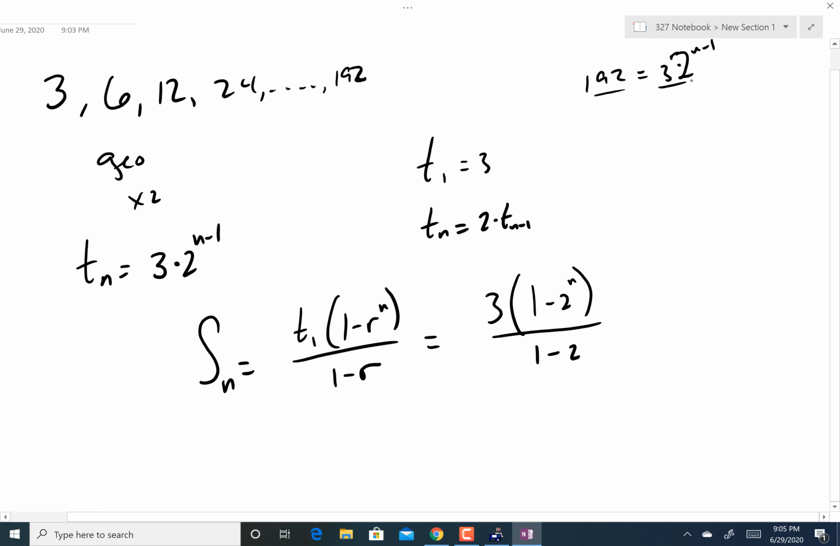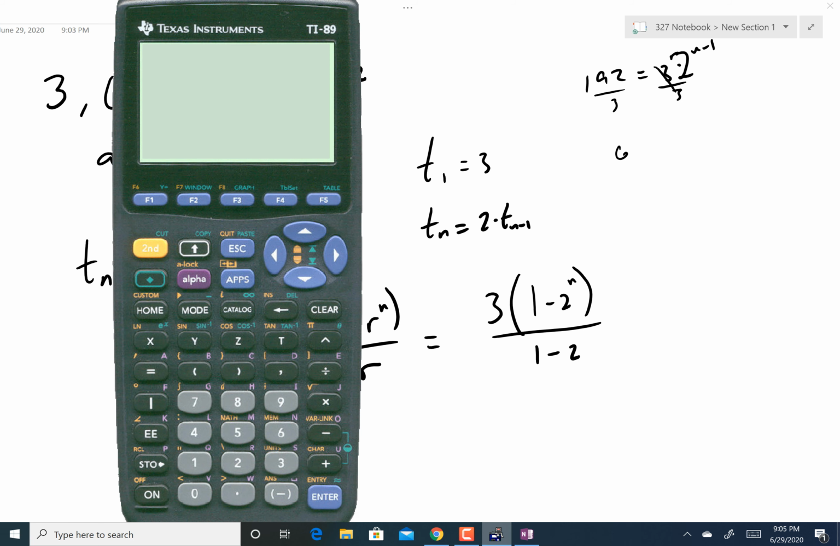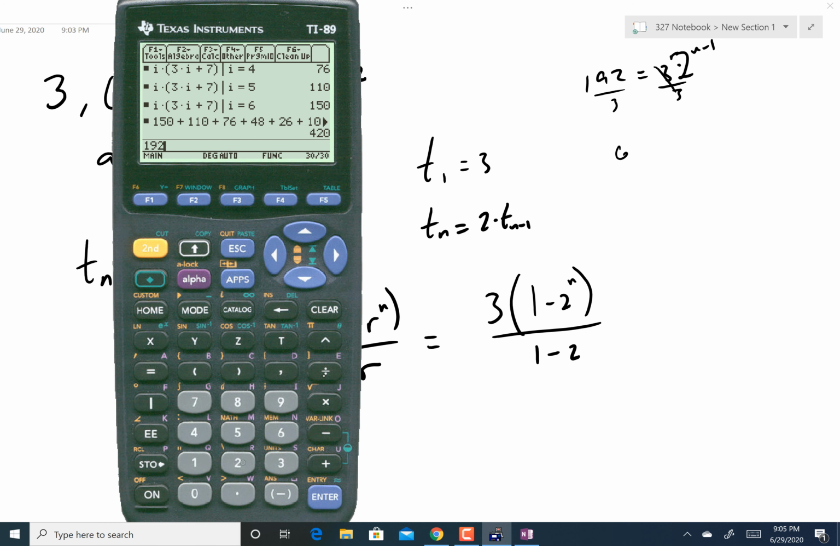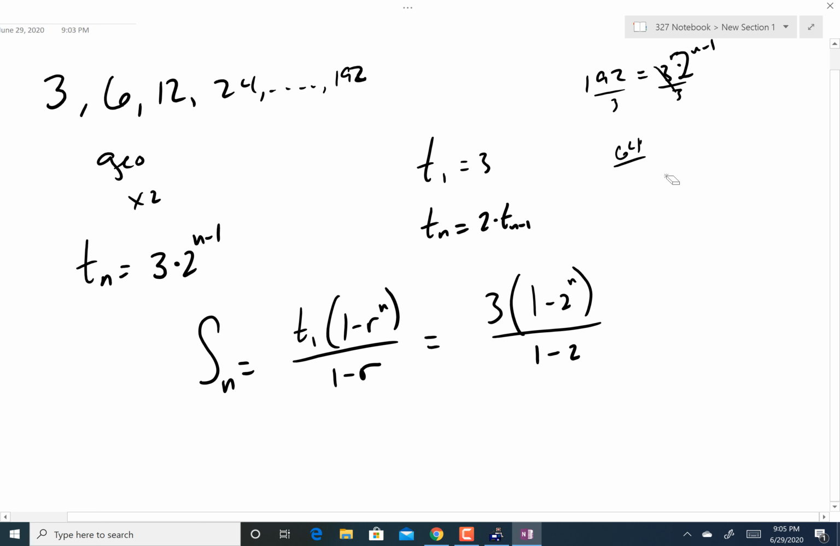If I divide by 3 on both sides, it gives me 192 divided by 3. 64. Did I say 64? That just didn't sound right. 64, I don't know. 2 to the n minus 1. How do you solve this? Take the ln of both sides, I guess, is what I would do, right? Unless you're really particularly good at doing stuff in your head.